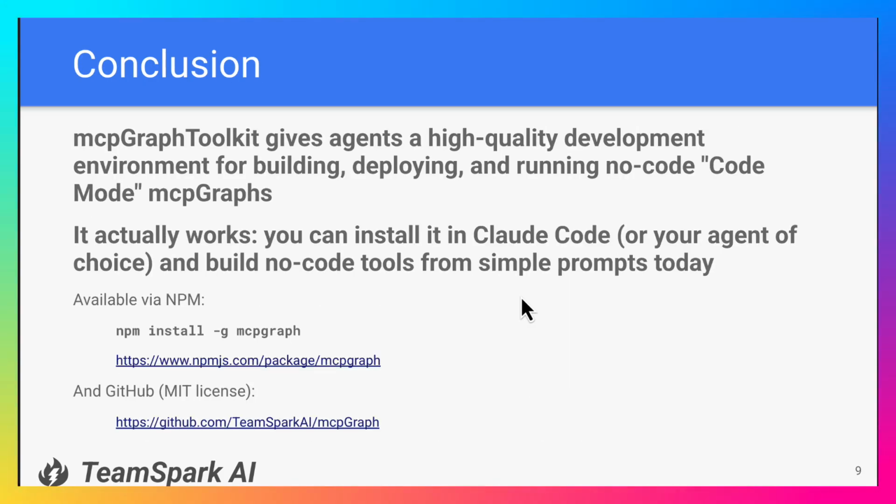So yeah, the bottom line is mcpGraphToolkit gives agents a high quality development environment for building, deploying, and running our no-code, code mode MCP graphs. And it actually works. You can install it in Claude Code or any agent that supports skills, and you can go build these graphs from simple prompts today. You can literally just tell it to go orchestrate a bunch of MCP servers that you give it. It will do that, and then you can run those in your development environment.